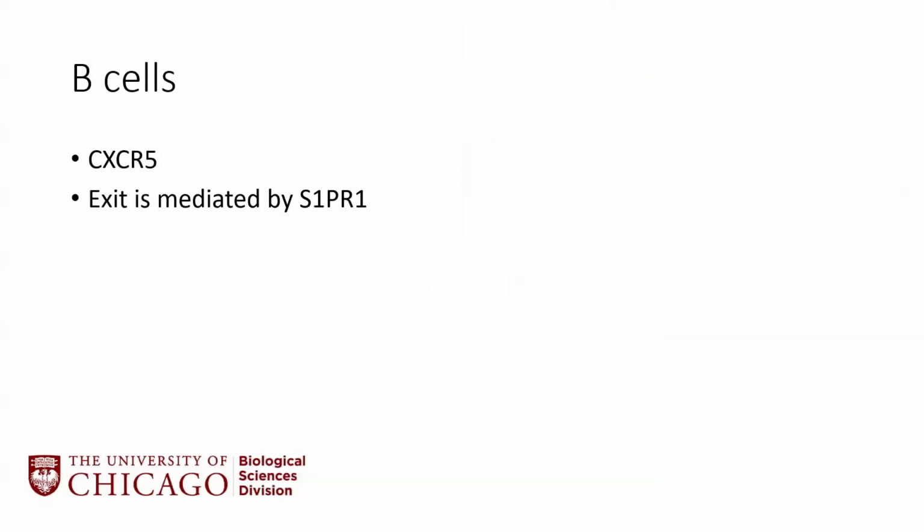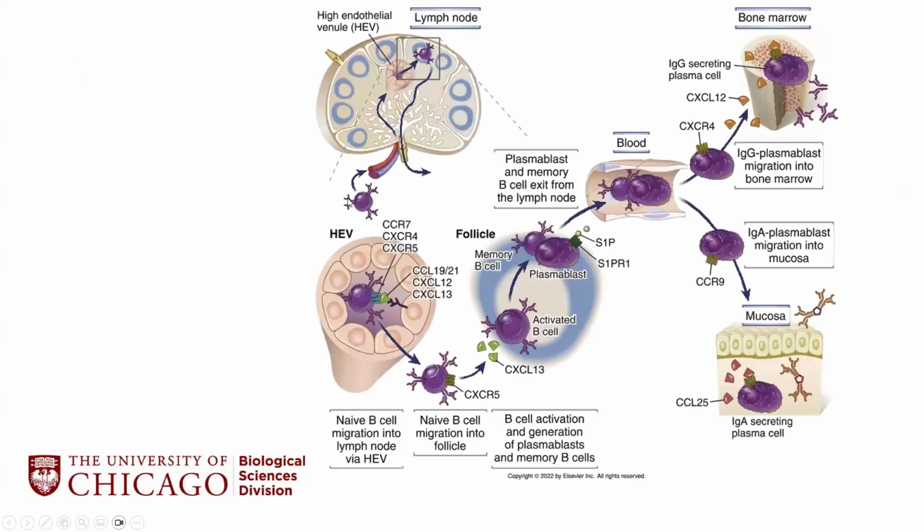B cells are very similar, but B cells don't want to go to the T cell zone, so they're not going to follow CCR7. B cells want to go to the B cell zone, so they're going to follow something called CXCR5. And then they'll leave the same way. They'll leave via that S1P gradient.